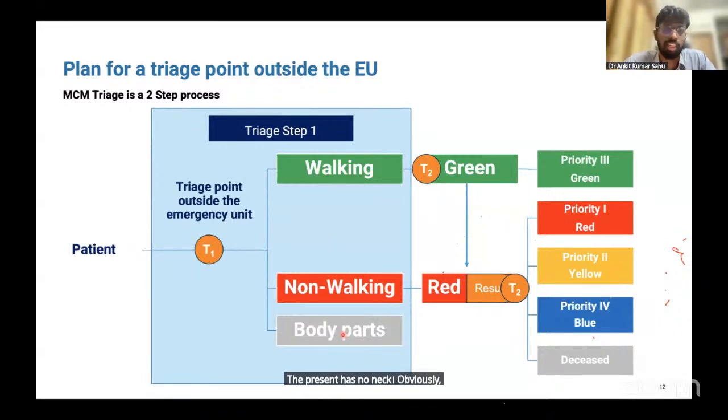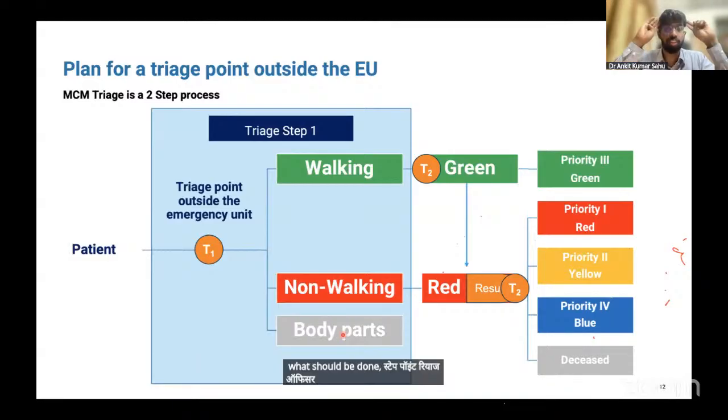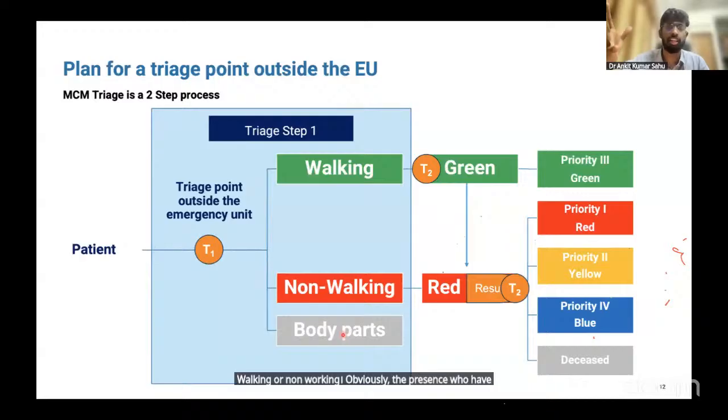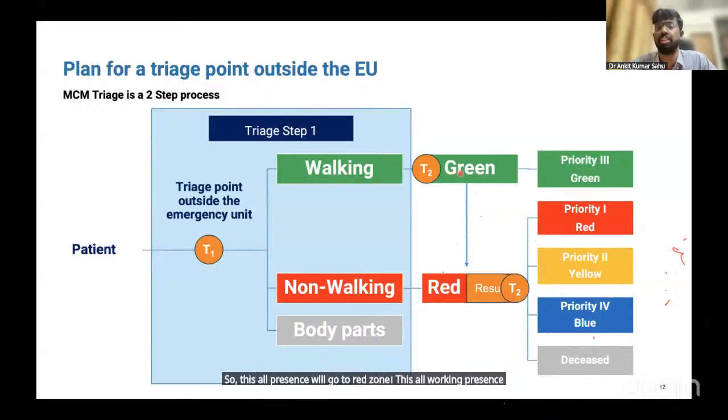Obviously, the patient is dead. Now, if the patient is dead, what should be done? The step 1 triage officer should have a very clear idea: walking or non-walking. Obviously, the patient with a decapitated head will be non-walking. So all these patients will go to the red zone, and all these walking patients will go to the green zone.